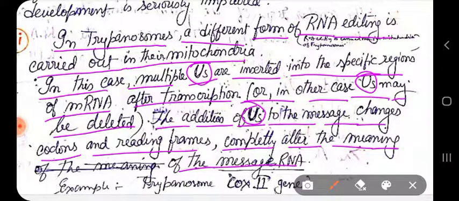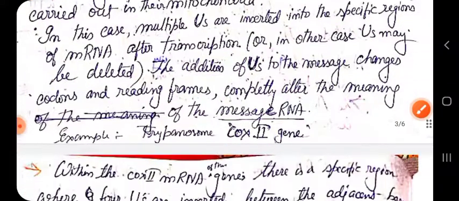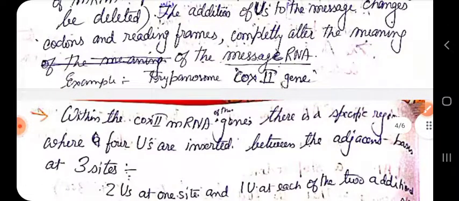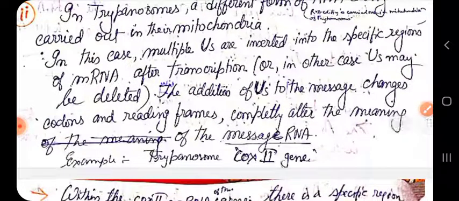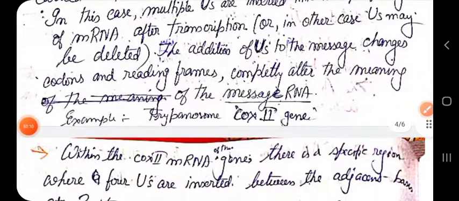An example of such RNA editing is found within the trypanosome COX2 gene. In the COX2 gene of trypanosome, this type of insertion deletion editing occurs where multiple uracils, multiple uridines, are added to certain sites of the mRNA. Thereby it causes a change in the codons, a change in the open reading frames, and completely alters the meaning of the mRNA. I hope you have understood this part.